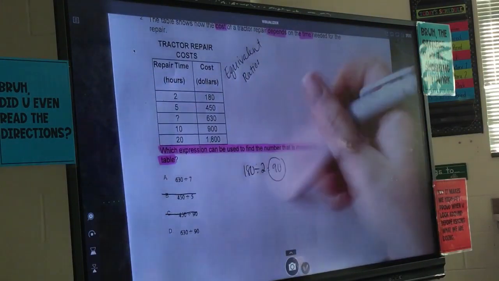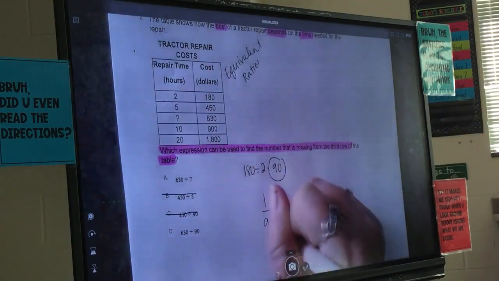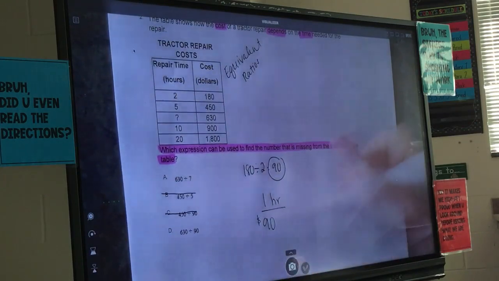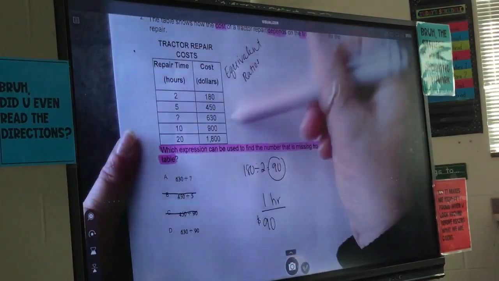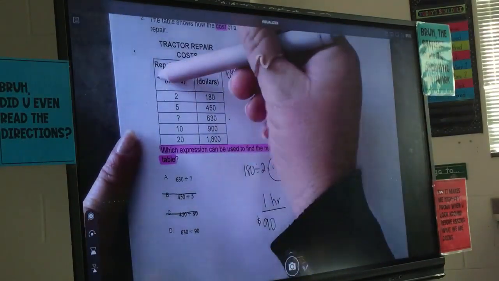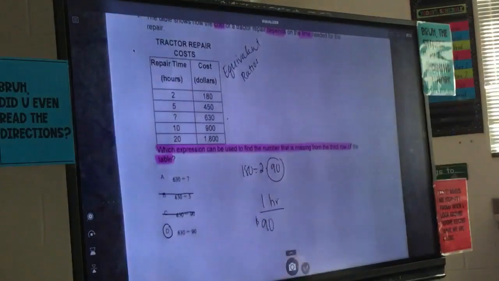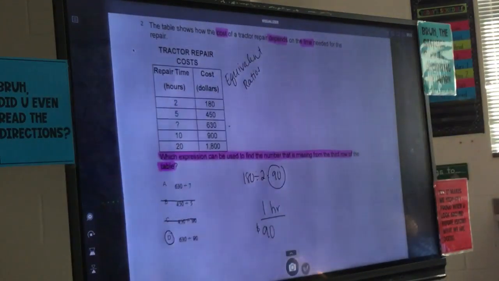The key is making sure that you find out that for 1 hour, it costs $90. That's the key in this one. Okay? And then you can kind of go from there. And you can say, well, what times 9 gives me 630? You can do it that way. You can say, well, what times 1 gives me 90? There's lots of different ways that you guys can figure this out. But the correct answer for this one is D. Okay? So please make sure that you guys have the few notes added and you have the work done correctly.